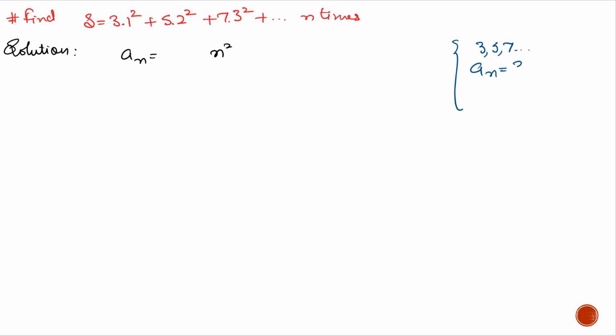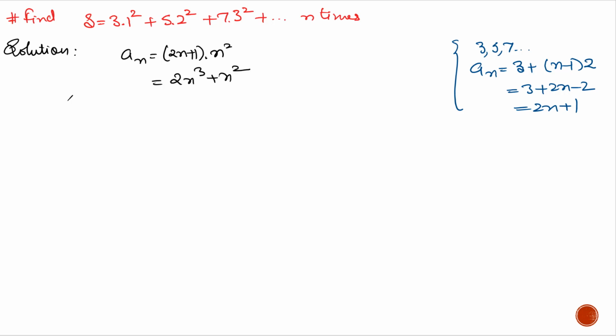The nth term is a plus n minus 1 d, where a is 3 and the difference is 2. So the nth term is 2n plus 1. So right now the nth term is 2n plus 1 into n square. After further simplification, we will get the nth term 2n cube plus n square. Now the sum of n terms equals twice the summation of n cube plus summation of n square.